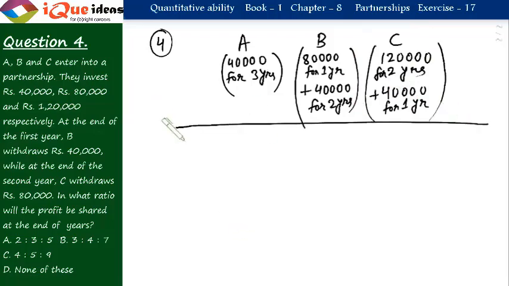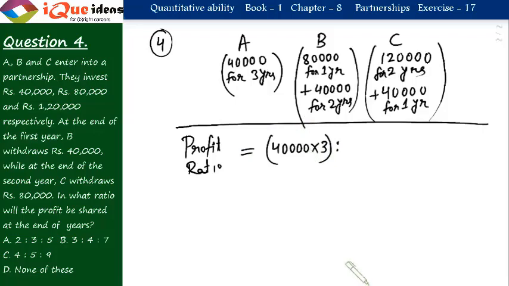Let's take a look at that. So profit ratio would be, now for A, what is the investment? It is 40,000 rupees. And for how long was it? It was for 3 years. So 40,000 multiplied by 3. Now let's see B. B has invested in 2 parts. First it is 80,000 for 1 year, so multiply by 1 year, plus then it is 40,000 for 2 years. Whatever profit comes against that investment will go to B only.